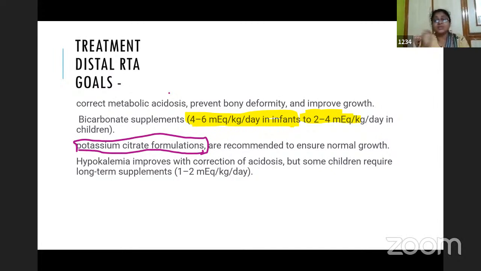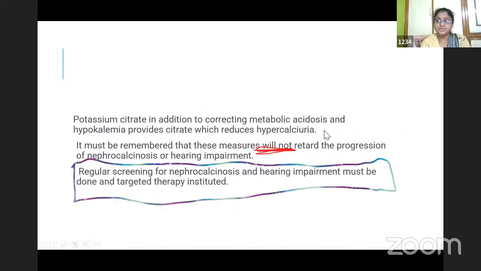Then I understood the importance of writing potassium citrate formulations, especially in childhood CKDs or even in renal tubular acidosis children. Hypokalemia improves with the correction of acidosis itself, but some children might require low-dose long-term supplementation of potassium, approximately 1 to 2 milliequivalents per kg per day. As I have already told you, potassium citrate would also help reduce hypercalciuria in addition to metabolic acidosis, thus preventing the formation of nephrocalcinosis.